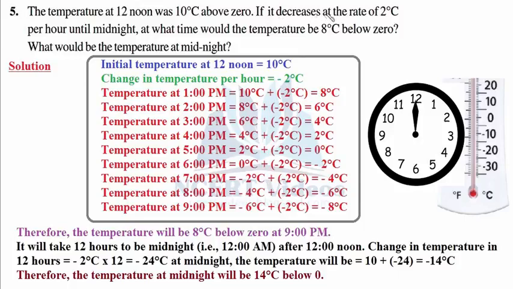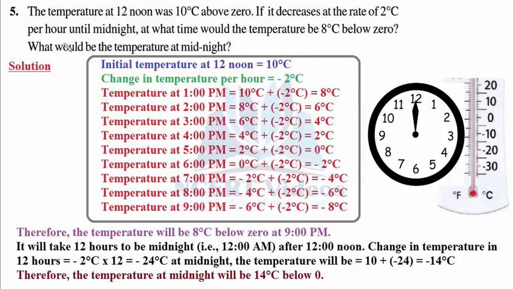If it decreases at the rate of 2 degrees Celsius per hour until midnight, at what time would the temperature be 8 degrees Celsius? So you have to do it till you find 8 degrees Celsius. But look, you also found 8 degrees Celsius here. Then the answer would be 1 p.m. But no, you have to understand the language first. It has specially mentioned below 0. What does it mean? It means there are two 8s. This 8 and this 8. This is positive 8. This is freezing 8. So it has actually asked for minus 8 degrees Celsius. That is what it implies, below 0. So this is the first part.